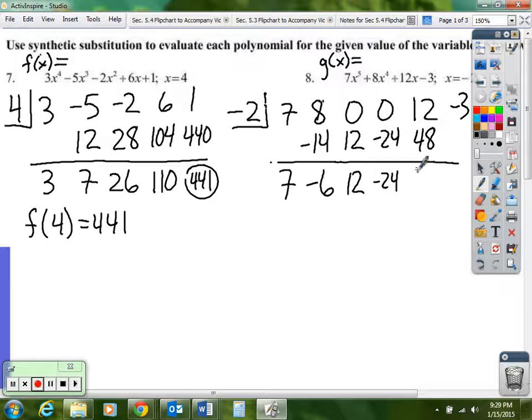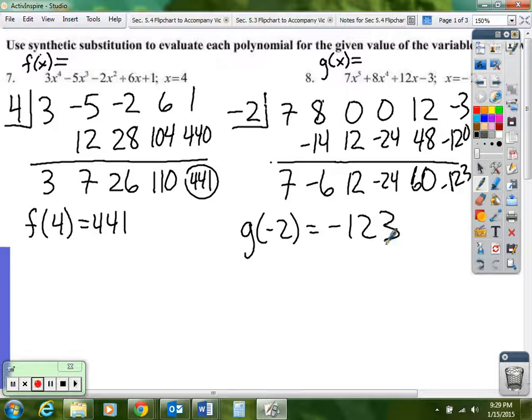12 and 48 is 60. Negative 2 times 60 is negative 120. Negative 3 and negative 120 is negative 123. In proper form, g of negative 2 is equal to negative 123. And we have our answers.